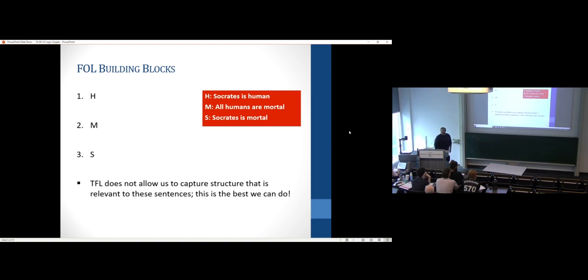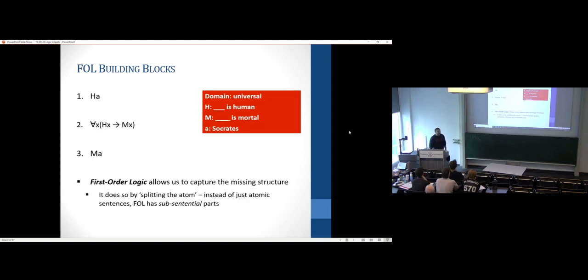So what we're going to be able to do eventually is capture the argument. And here it is. Here's how it looks in first order logic. We're going to have a premise that tells us Socrates is human. We'll have a premise that says, hey, everything, if it's human, then it's mortal. And then we basically feed A through, and we get, oh, A must be an M.